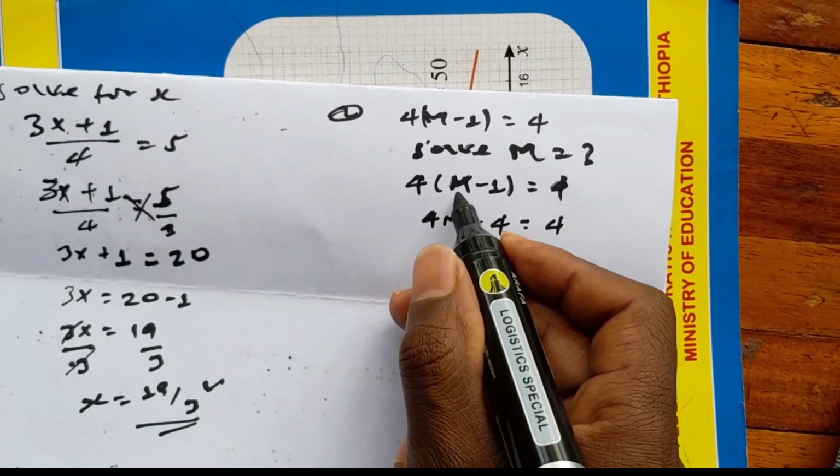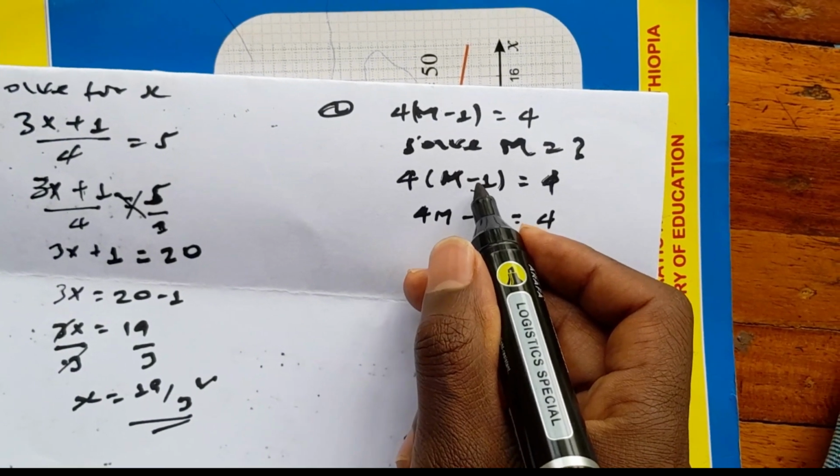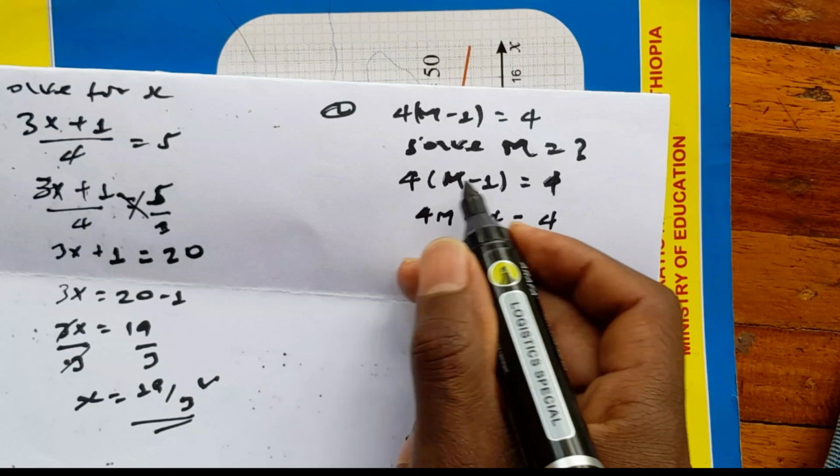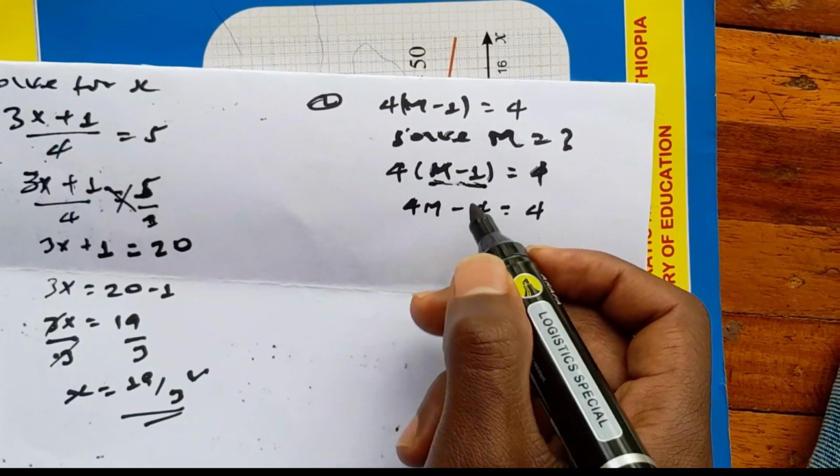This 4 stands for these variables and numbers in this bracket. It does not stand for this one. It stands for only this one.